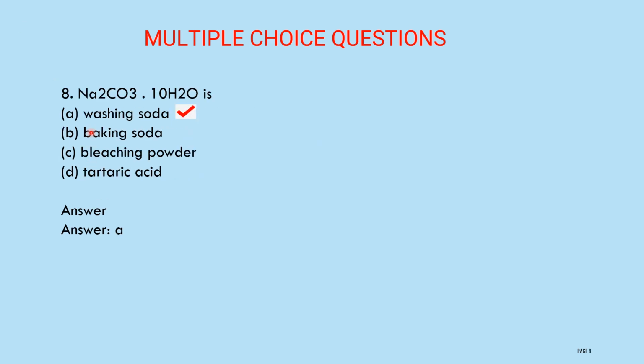Next question, Na2CO3·10H2O is a, option A, washing soda. Option B, baking soda. Option C, bleaching powder. Option D, tartaric acid. The correct answer is option A. The chemical formula of washing soda is Na2CO3·10H2O.